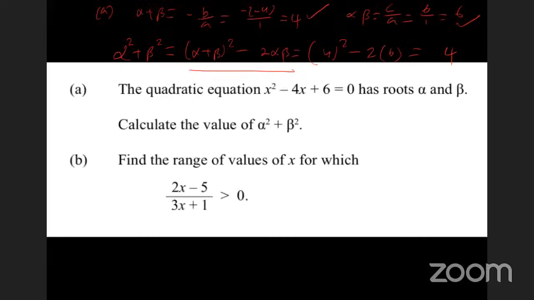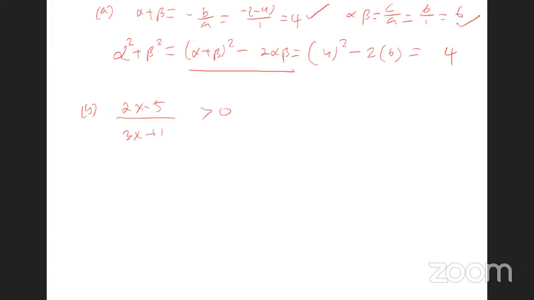Next is part B, which is 2x minus 1 over 3x plus 1 is more than 0. How do we simplify this? You multiply by 3x plus 1 squared on both sides. This will cancel with one of them, so you will get 2x minus 5 over 3x plus 1 is more than 0. Are you okay with that? It's up to you to expand it back and then solve it, or solve from right there.